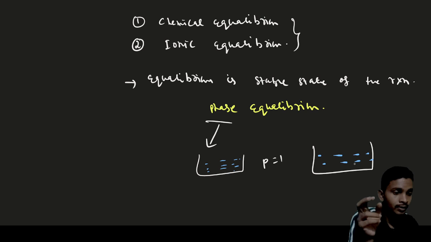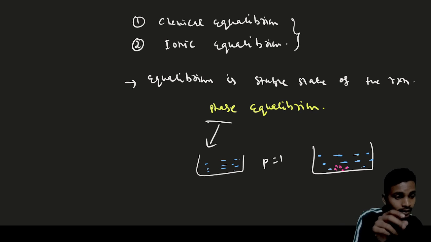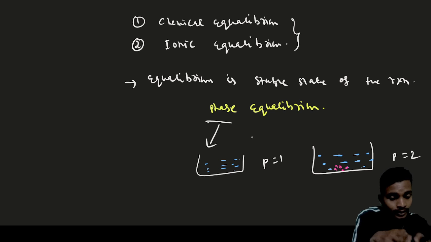At the same time, when I say here water is there, and with that I added some stones, what we see with the naked eye is that with the water in this beaker some stones are also present. So here phase equals 2. Phase means how many different states are present, what we see with the naked eye. That is called the phase.